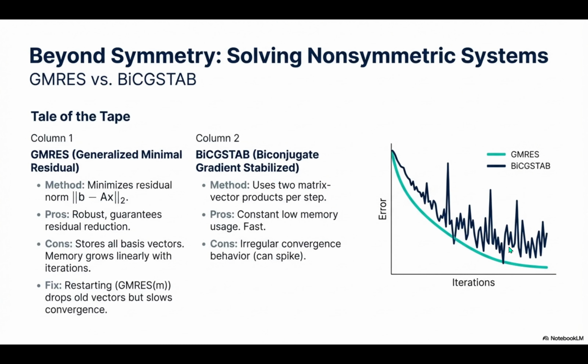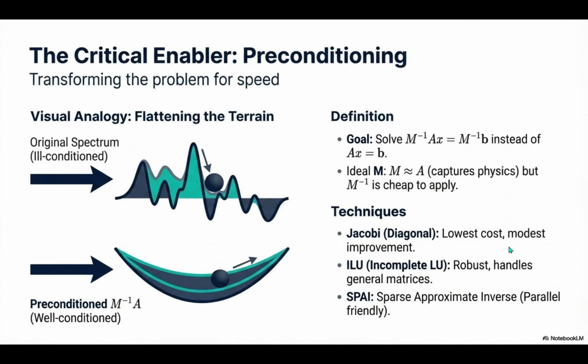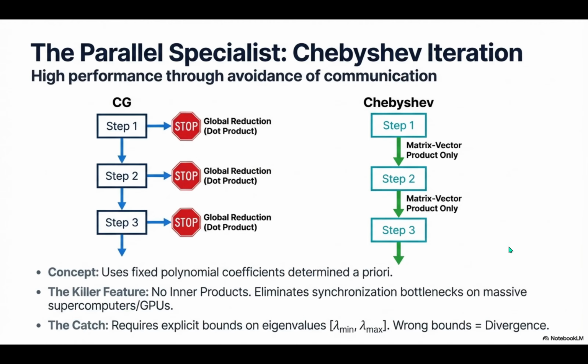Now, I want to pivot to a method that stood out to me because it feels retro. The Chebyshev iteration. The sources call it the specialist. Why would anyone use this old school method that uses fixed polynomials when we have smart adaptive things like CG? This is where we connect to the cutting edge of supercomputing hardware.